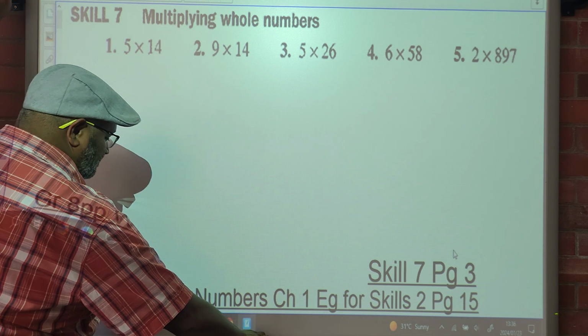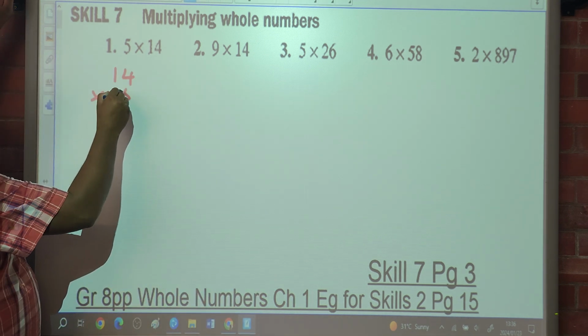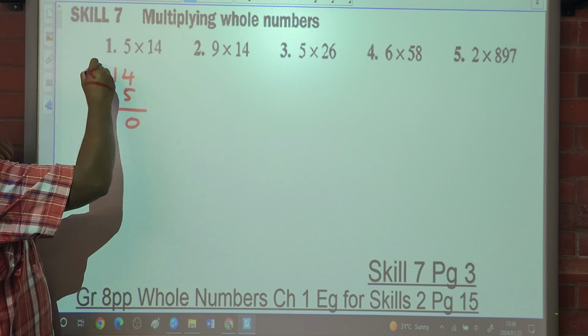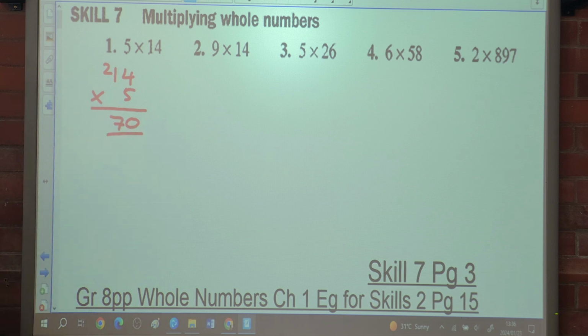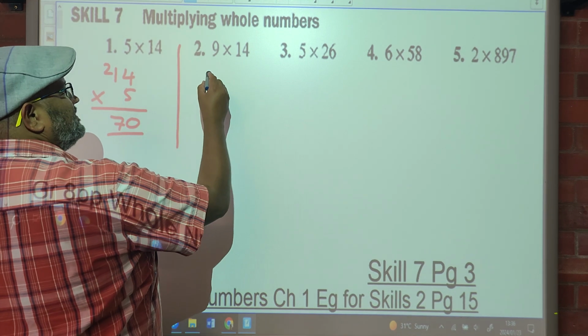Okay, so 14 multiplied by 5. So what I do is I put 14 multiplied by 5. 5 multiplied by 4 is 20. 5 times 1 is 5 plus 2 is 7. So the answer is 70. Correct?